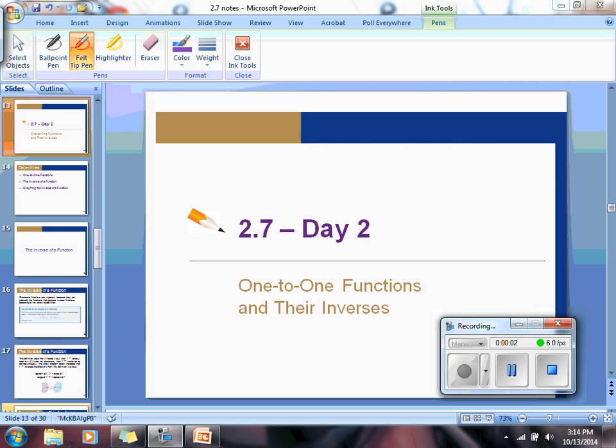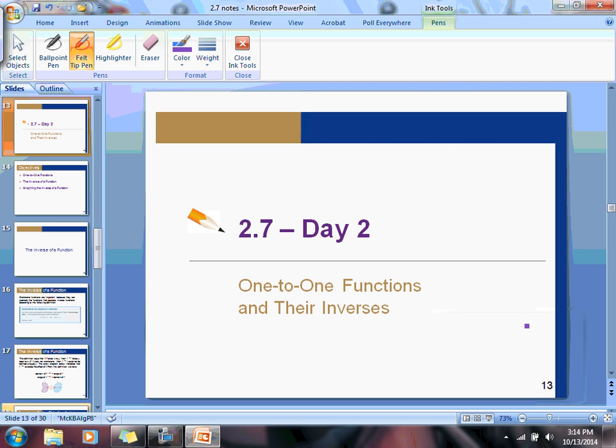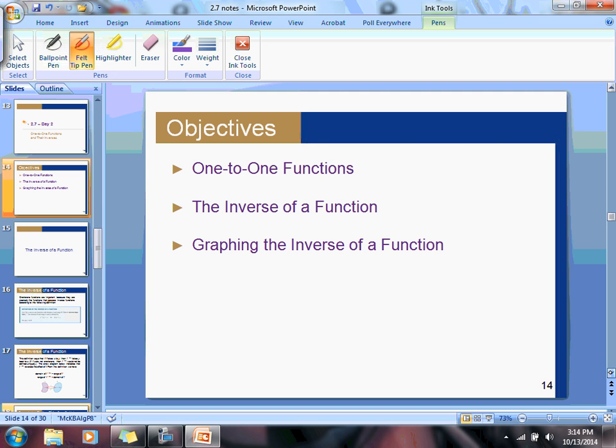Welcome to Mrs. Neller's notes for her pre-calculus class. These are the notes for section 2.7, day 2, entitled One-to-One Functions and Their Inverses. Today we're going to talk about these last two objectives: how to find the inverse of a function, as well as graphing the inverse of a function.